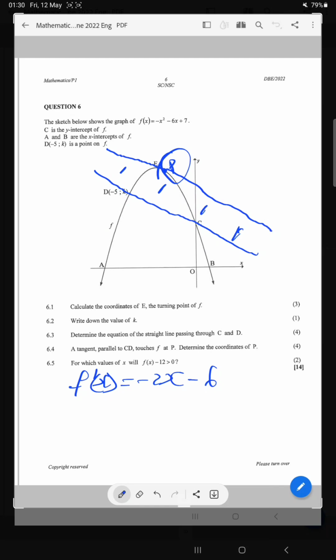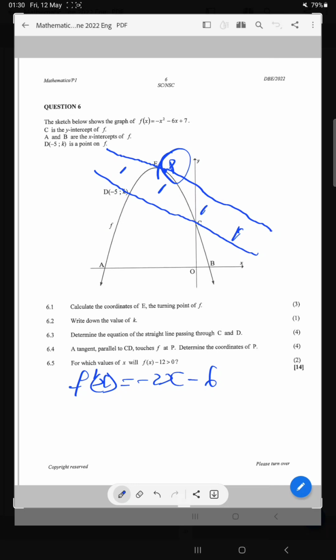So it's very important. They are saying a tangent is a straight line which is parallel to CD, meaning that the gradients are exactly the same. So if we remember, we said the gradient of CD is minus 1.